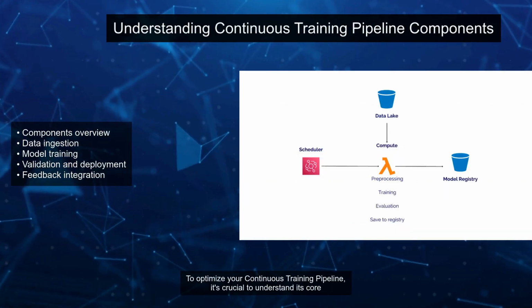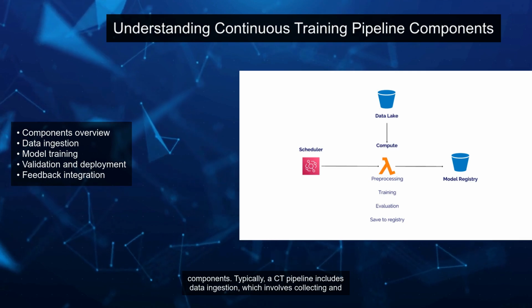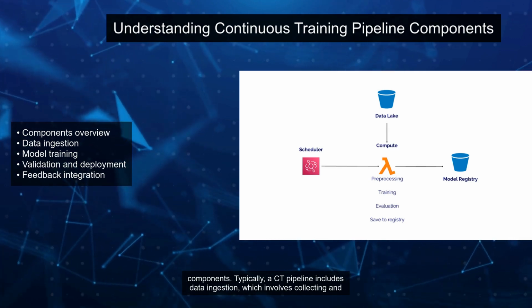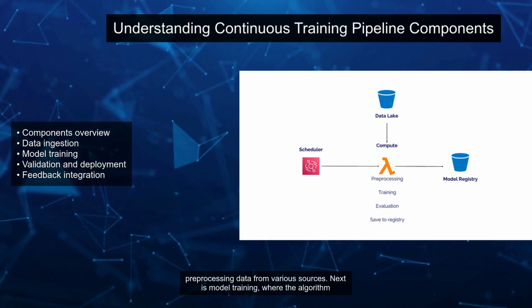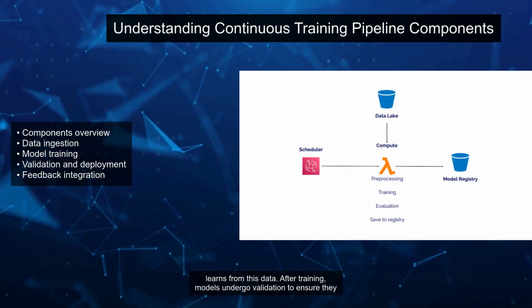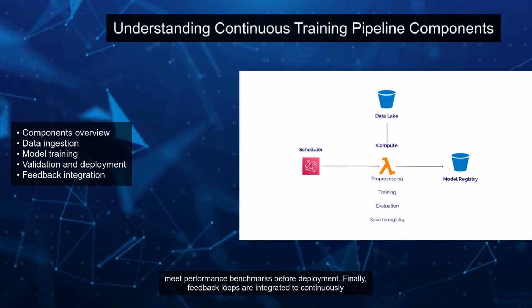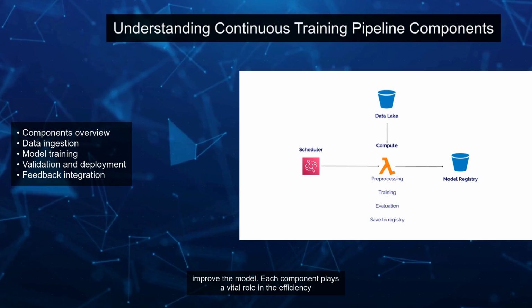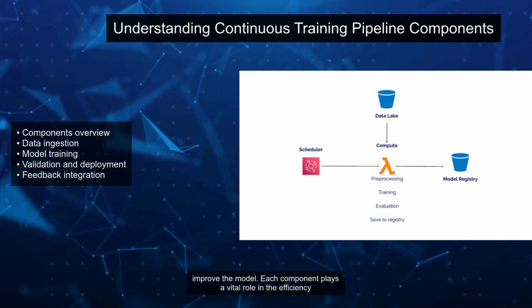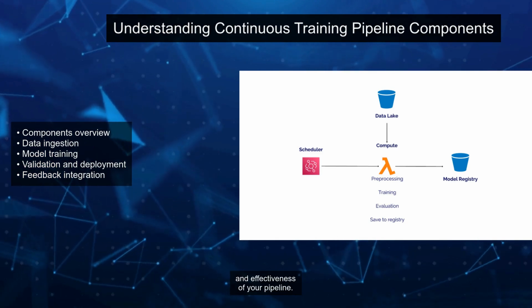To optimize your continuous training pipeline, it's crucial to understand its core components. Typically, a CT pipeline includes data ingestion, which involves collecting and preprocessing data from various sources. Next is model training, where the algorithm learns from this data. After training, models undergo validation to ensure they meet performance benchmarks before deployment. Finally, feedback loops are integrated to continuously improve the model. Each component plays a vital role in the efficiency and effectiveness of your pipeline.